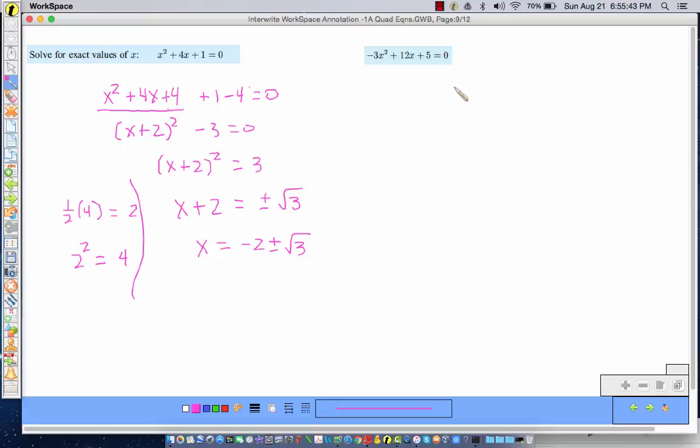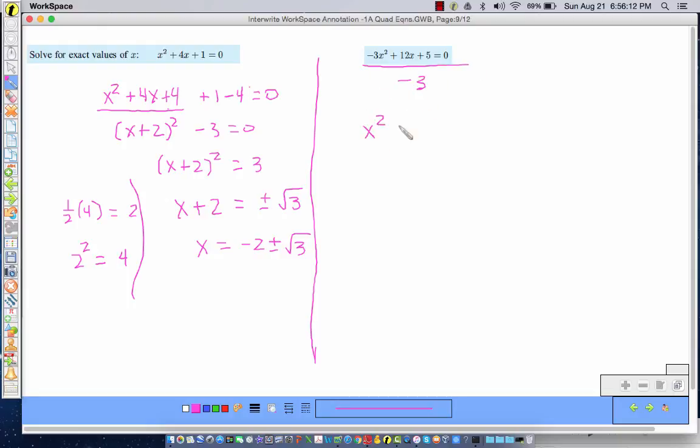Let's see. We can do the same thing here. It's a little bit more tricky with a coefficient of your squared term other than 1. So what I'm going to do is make it 1. And how do I make it 1? Well, I can multiply through everything by negative 1/3 or divide everything by negative 3. I think that's easier to show.